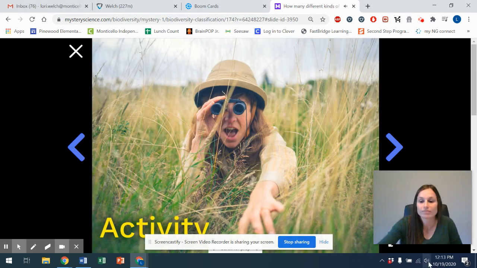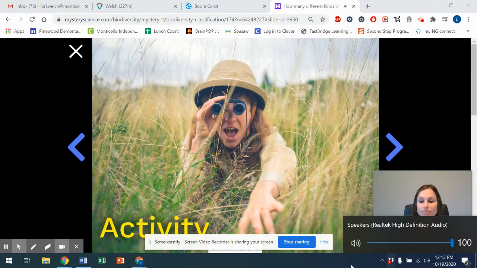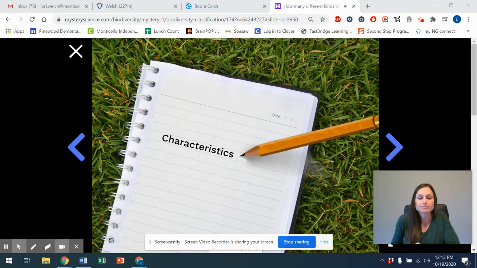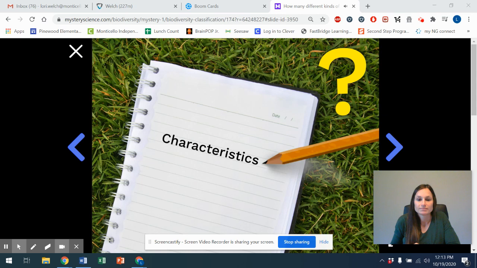In today's activity, you're going to pretend you're an explorer. You found an animal that no one in your country has ever seen before. You wrote down all of this animal's characteristics. Now you want to figure out what kind of animal your new animal is.